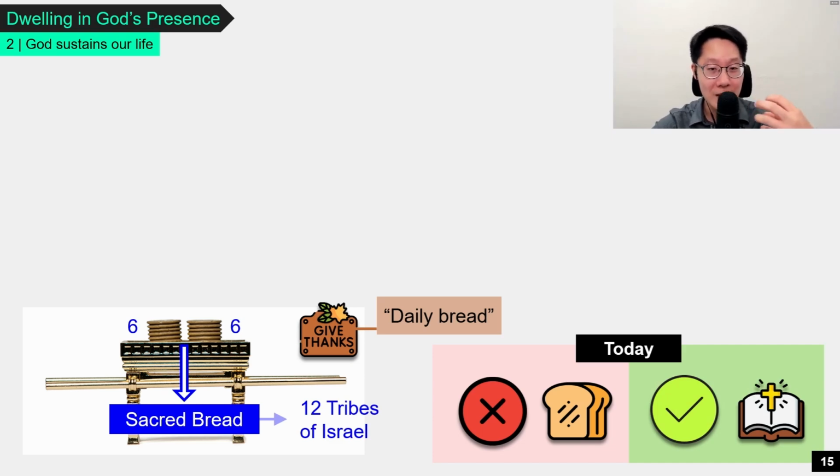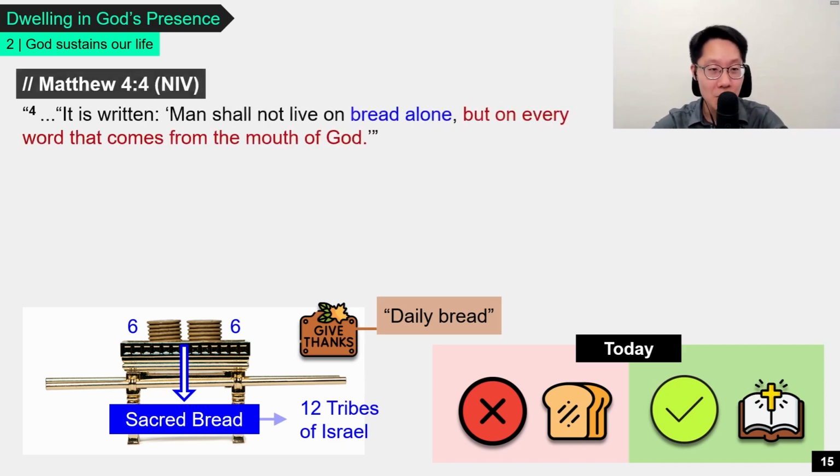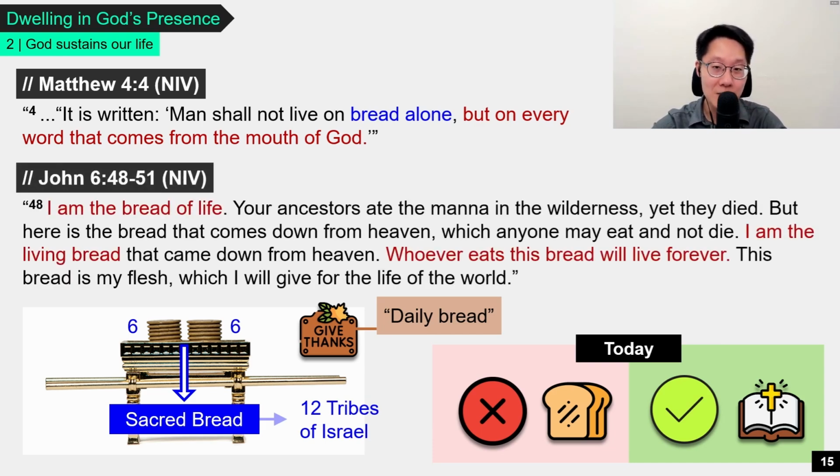on every day. You know, Jesus tells us in Matthew chapter 4, verse 4, that it is written, man shall not live on bread alone, but on every word that comes from the mouth of God. And he also tells us in John chapter 6, verses 48 to 51, I am the bread of life. Your ancestors ate the manna in the wilderness, yet they died. But here is the bread that comes down from heaven, which anyone may eat and not die. I am the living bread that came down from heaven. Whoever eats this bread will live forever. This bread is my flesh, which I will give for the life of the world.